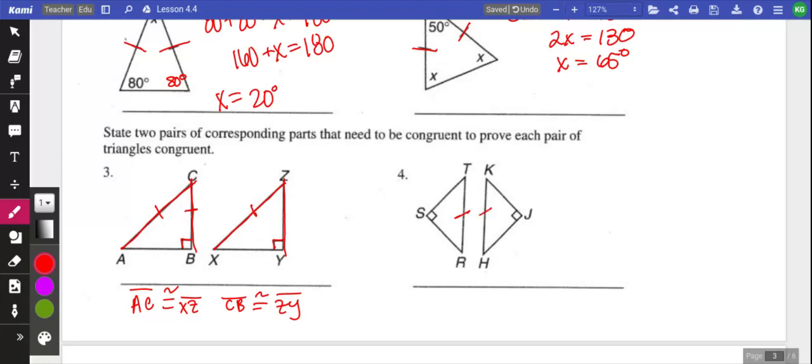On this one, again, I'm going to start with the hypotenuse. So I'm going to say TR. And since I went from T down to R, I have to do K to H. And then I pick either one of the sides. This time I'm going to pick the bottom one. So I have SR. And since I went from the 90-degree down, I have to go 90-degree down. So JH.